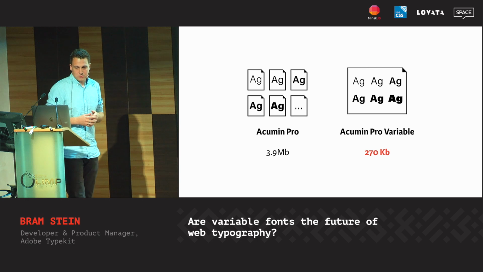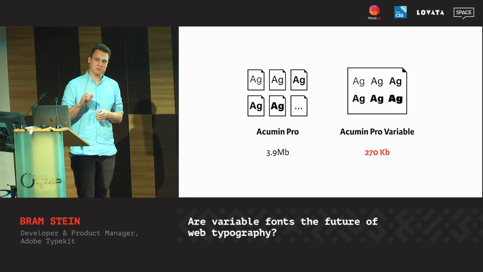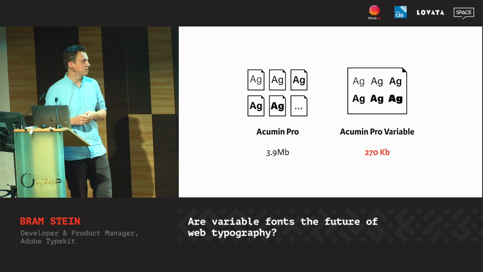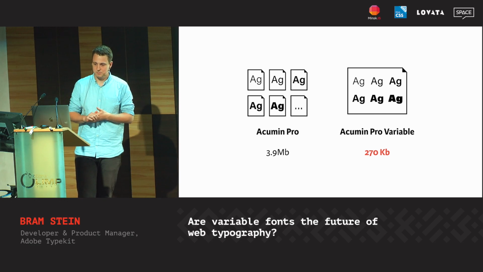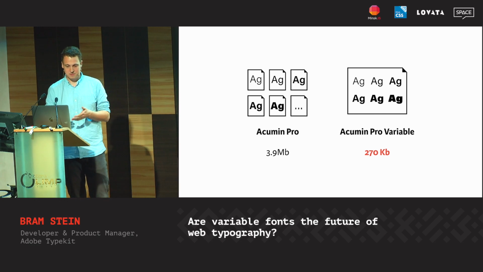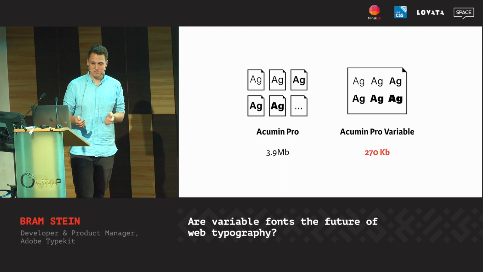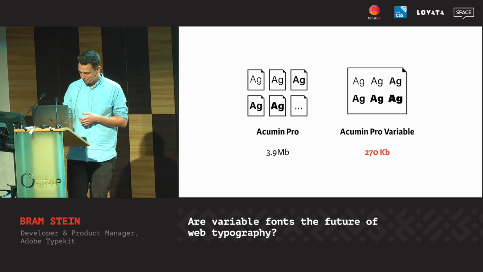Now, all 90 styles of Acumen add up to 3.9 megabytes using regular old font files. And that's actually using WOFF2 compression, so that's like the best you can do. But the variable font version of Acumen is only 270 kilobytes as a WOFF2 file. So that's huge. I mean, that's about 93% smaller. Of course, you wouldn't use all 90 styles, but with a variable font you could, and I think that's an important distinction.